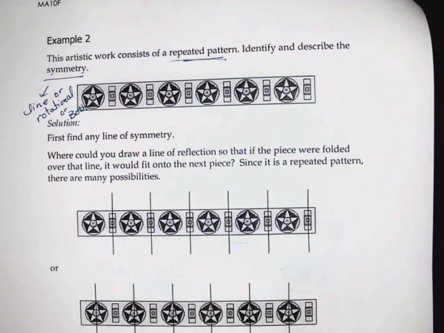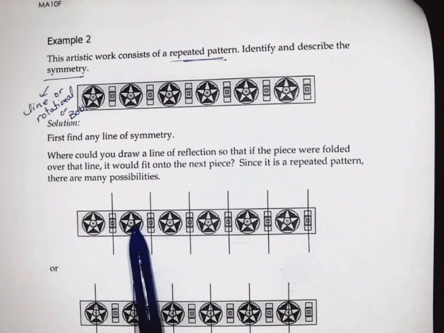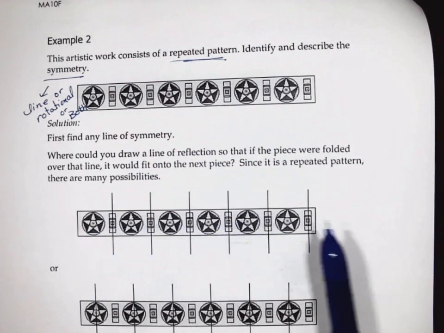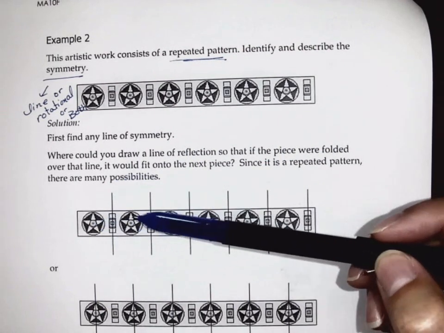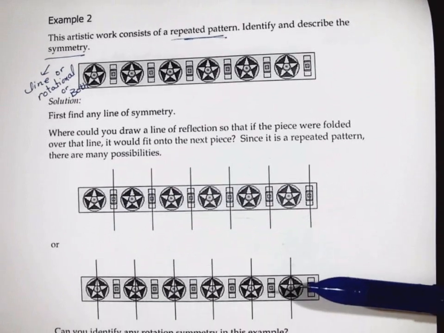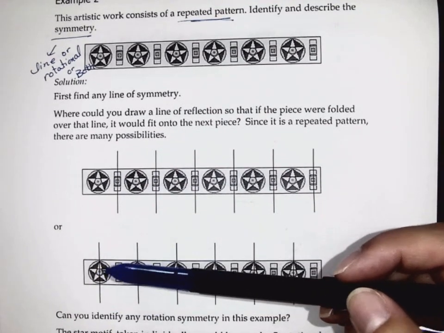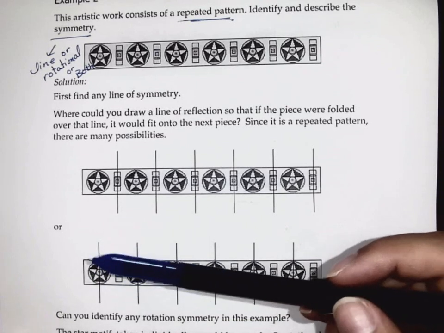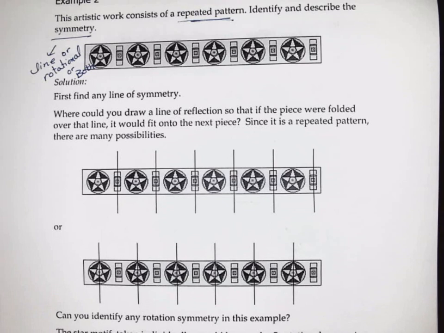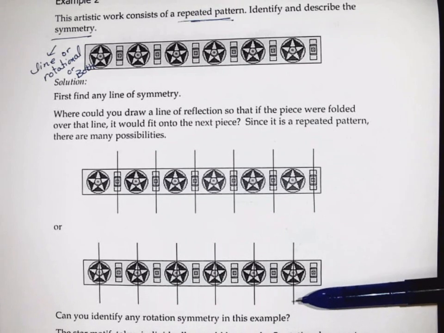Okay, so we could draw lines of symmetry. We could draw it here to here. We could draw it here to there. We could put it through the middle part, because when we fold that in half, it will lay right on top. Or we could draw the line of symmetry right through the star, because that star will fold over in half. So that would work as well. Can you identify any rotational symmetry in this example?